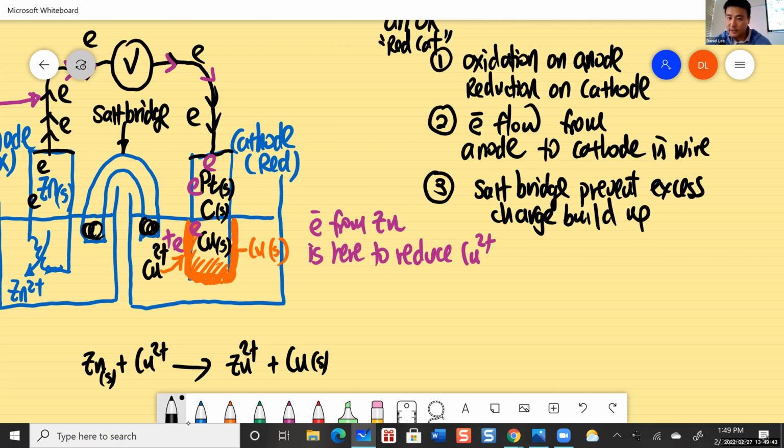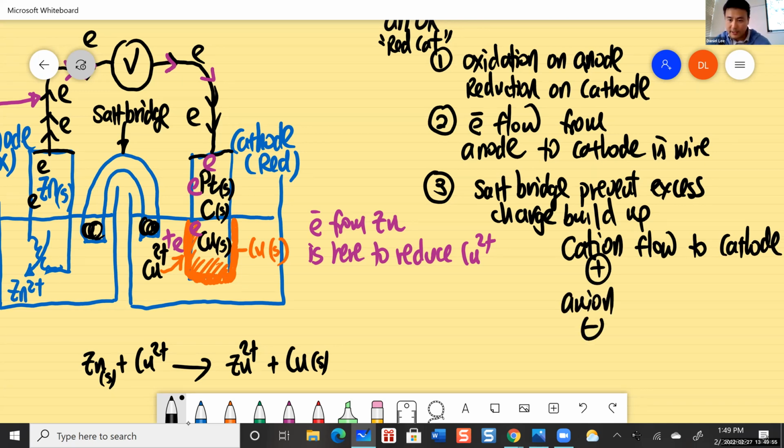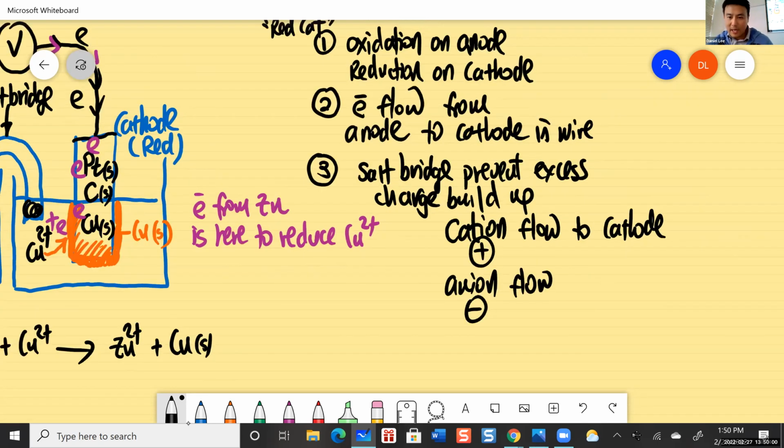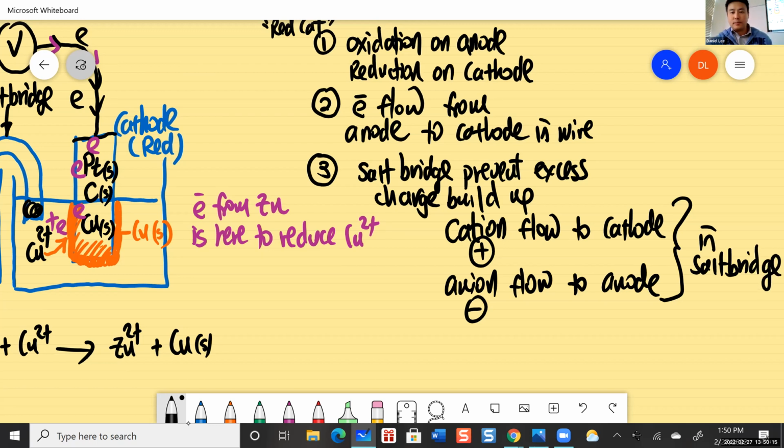So how does it flow? The cations in the salt bridge, which are positive ones, will always flow to the cathode. And the anions, you put in the salt bridge. So you decide what you want to put into the salt bridge. But the positive ones will flow to the cathode, cation to cathode, anion to anode, and this is memorization. And they flow in the salt bridge, not in the wires. Electrons flow in the wires, ions flow in the salt bridge. That's why they call salt ions, right?